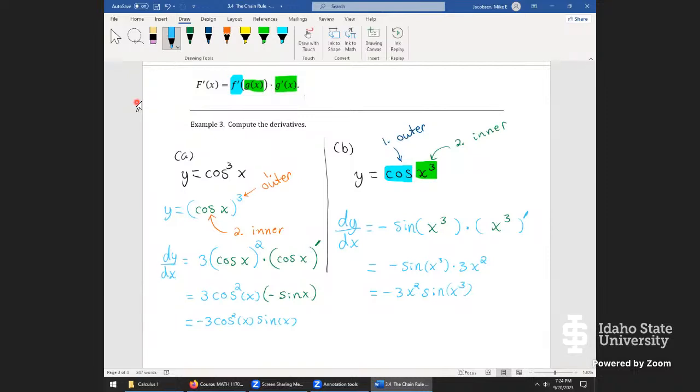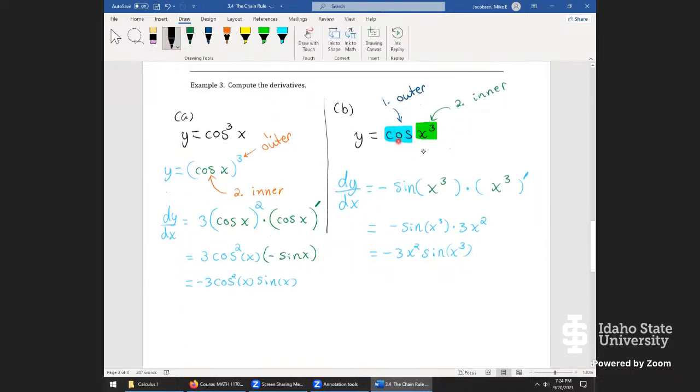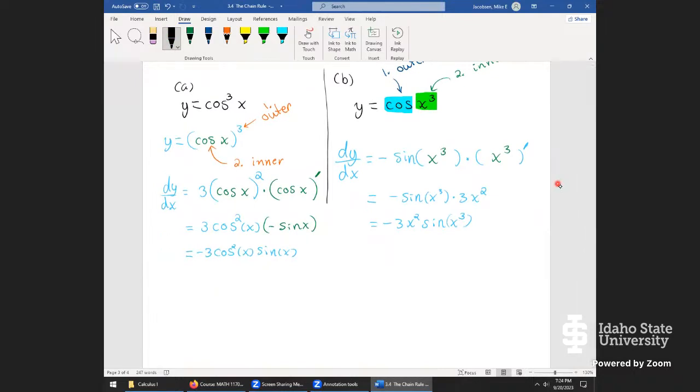Okay, my goal today is mainly to practice more of this kind of stuff because we'll use the chain rule essentially all of the time in a calculus 1, 2, or 3 class. So let's give this some more practice. So that's parts A and B. Now let's turn to part C.